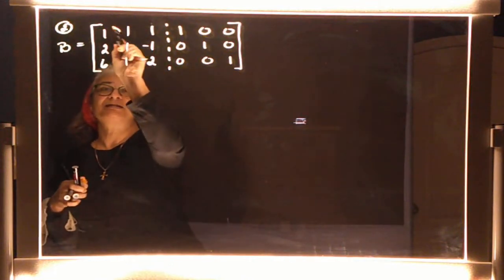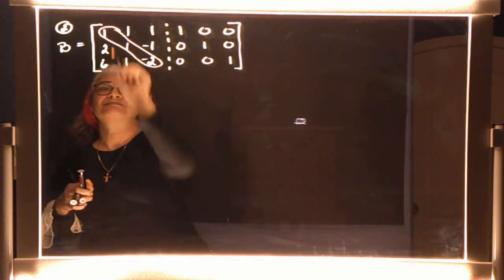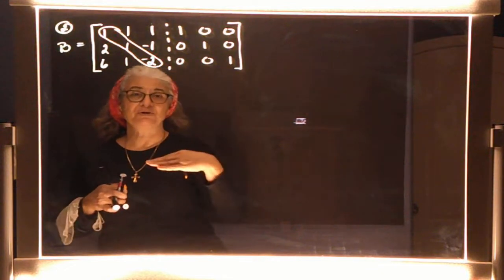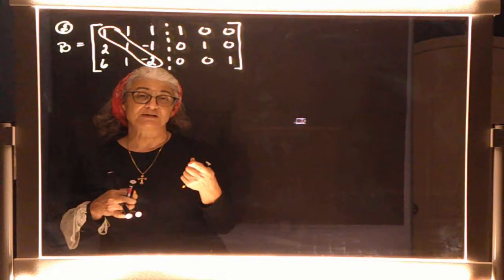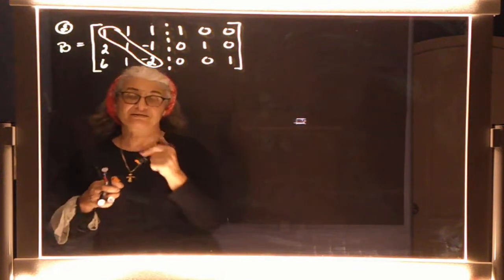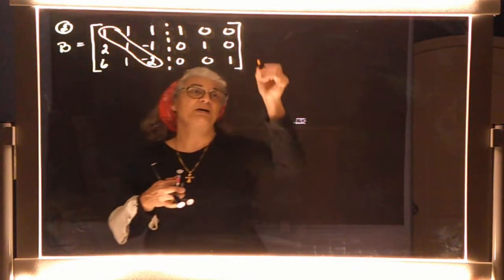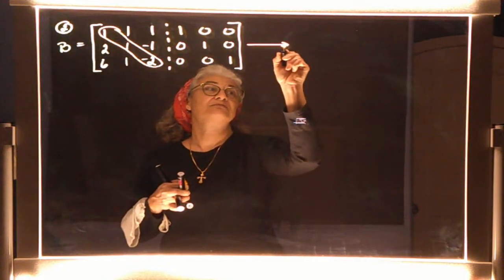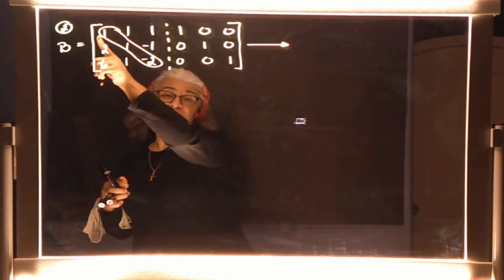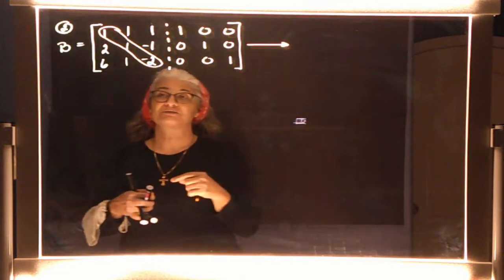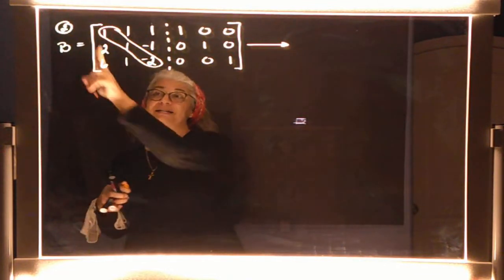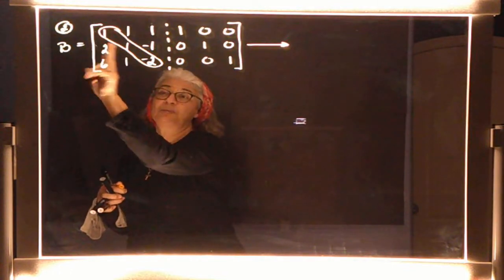So identify the main diagonal, and I need to get everything below it and above it to be zeros. So the first numbers I'm getting zeros are what? Yeah, the 2 and the 6. Agreed? Okay, so, and remember, I have to use this number 1, because it's on the main diagonal. So I need these two numbers to be the same but opposite signs.